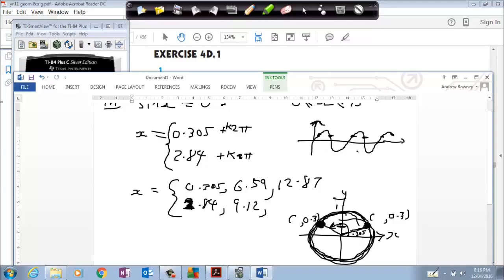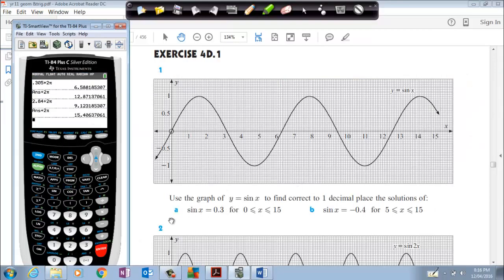So you can think of it in terms of the waves. You've got the periodic nature of the waves repeating itself, or as a circle, which is also periodic in nature, repeating itself as you go around. Okay, so that was answering that question. We needed to find the x values that solve that equation.